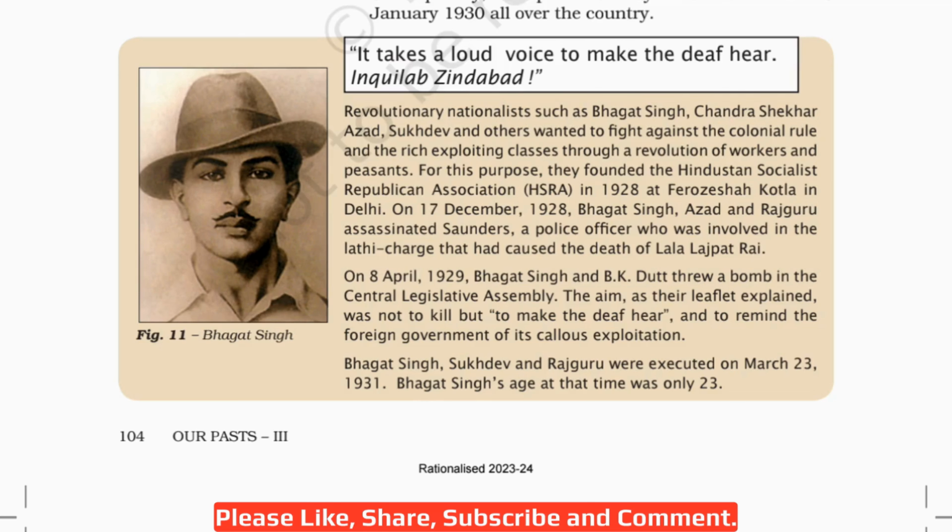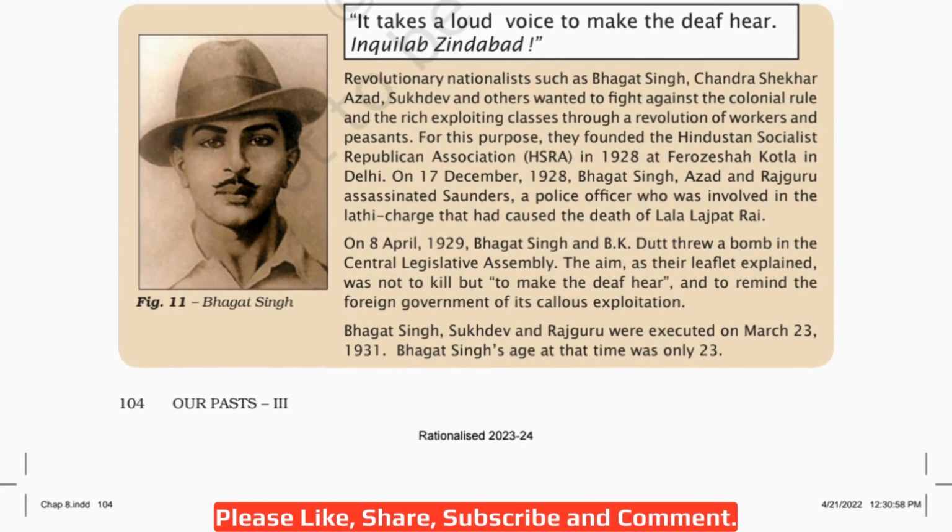On December 17, 1928, Bhagat Singh, Azad, and Rajguru assassinated Saunders, a police officer who was involved in the lathi charge that had caused the death of Lala Lajpat Rai. On 8th April 1929, Bhagat Singh and B.K. Dutt threw a bomb in the Central Legislative Assembly. The aim, as the leaflet explained, was not to kill, but to make the deaf hear and to remind the foreign government of its callous exploitation.